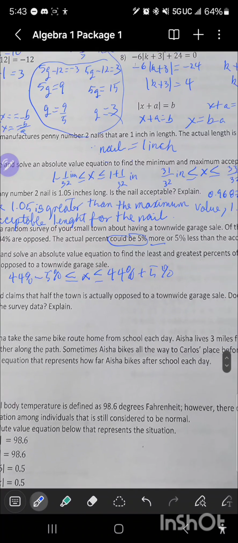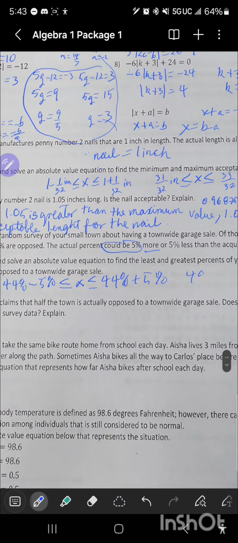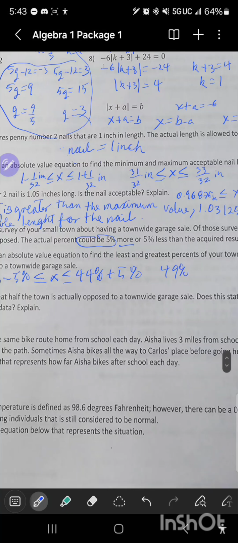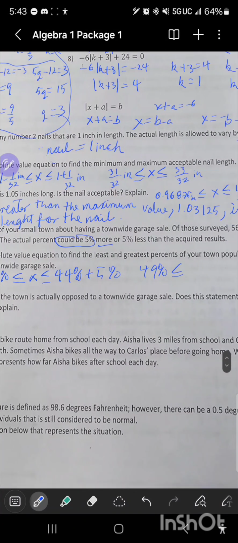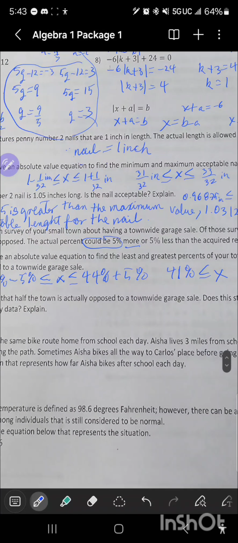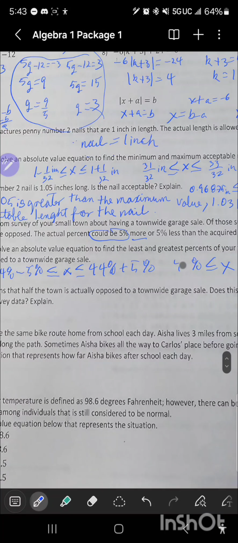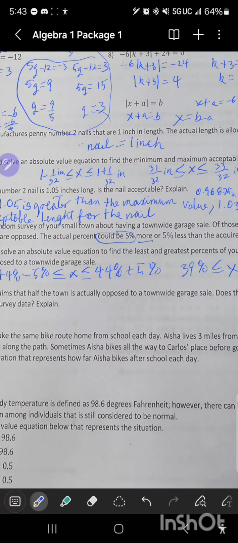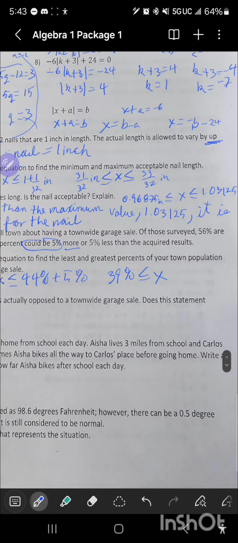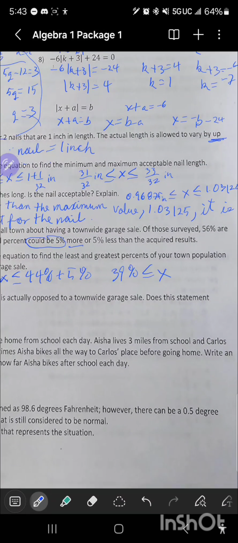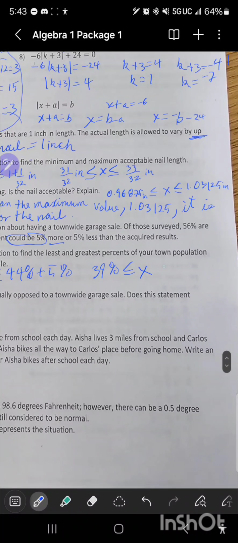And when we calculate it, we get that it could be from 49%, it could be less than or equal to X. Oh wait, it's minus. This is 39, this is minus, I'm so sorry. 44 minus 5 is 39. I got confused for a second. So this is 39% less than or equal to X, and 44 plus 5 is 49%. So less than or equal to 49%.